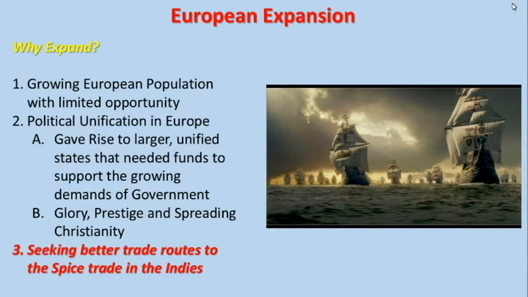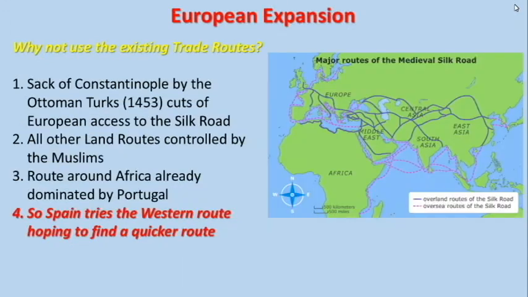And when I say Indies, I'm talking about the Indies over east of Europe, over in the Spice Islands near Indonesia. Why not use the existing trade routes, you ask? Well, that's a good question, and the answer is because in 1453 the Ottoman Turks had conquered the last Christian kingdom in the east, right here, where Constantinople was. That was the last Christian link in the Silk Road trade routes, the overland trade routes, to collect the spices from over here and bring them to Europe.